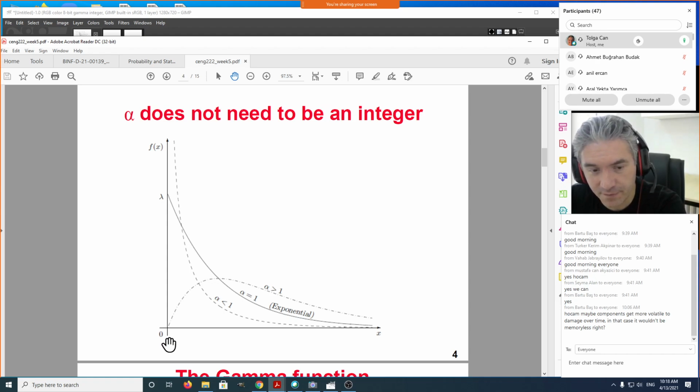Gamma is for waiting times. The smallest value it will get, its domain, starts at 0. Our random variables, if they're exponential or gamma, cannot be less than 0. So they start at 0. When alpha is equal to 1, we have the same thing as exponential. And interestingly, alpha can be less than 1 as well. Then it will behave like an exponential, which just decreases really quickly. And for values greater than 1, it behaves like this.